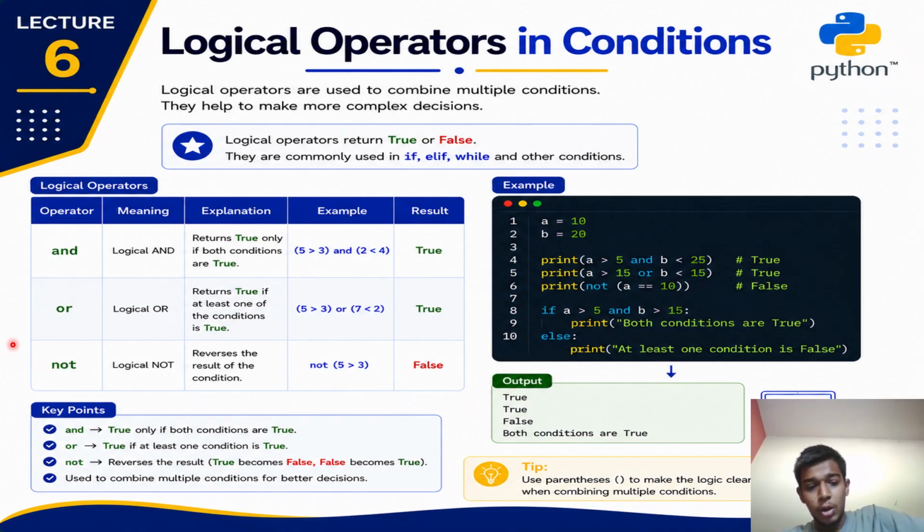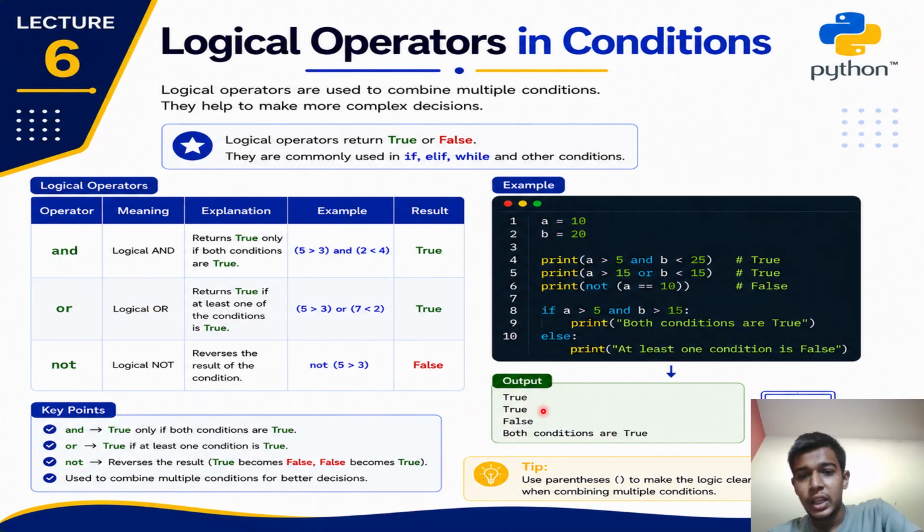Next is the OR operator. The OR operator returns true if at least one condition is true. It becomes false only when both conditions are false. And the last operator is the NOT operator. It reverses the result of the condition. If the condition is true, it makes it false. If the condition is false, it makes it true.